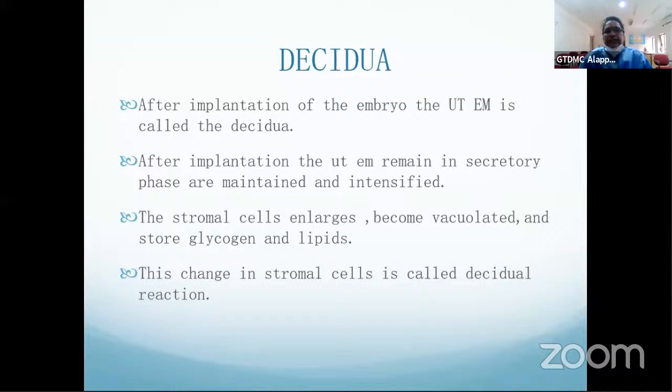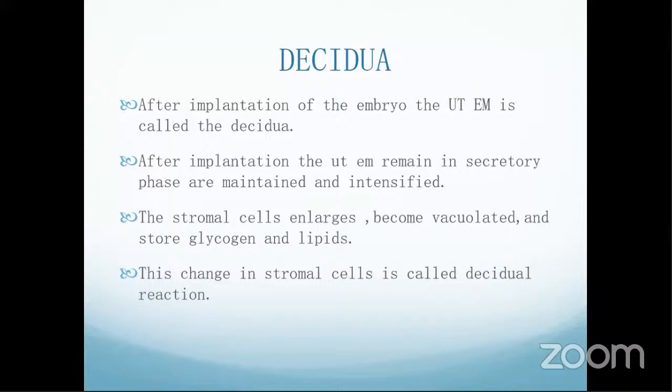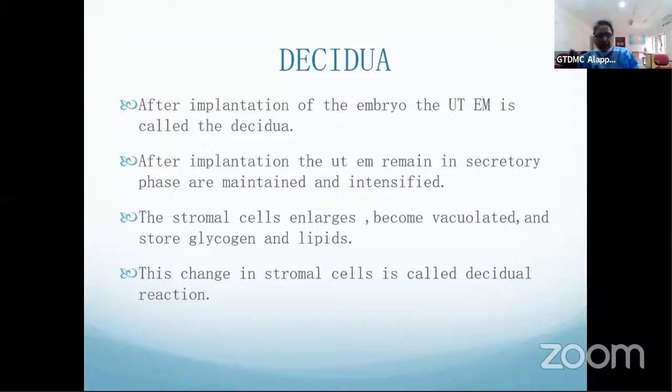Then after implantation, the uterine endometrium remains in the secretory phase. All of you know that implantation occurs in the secretory phase, and the endometrium remains in the secretory phase but becomes intensified. Intensified means the stromal cells become enlarged, become vacuolated, and store glycogen and lipids.